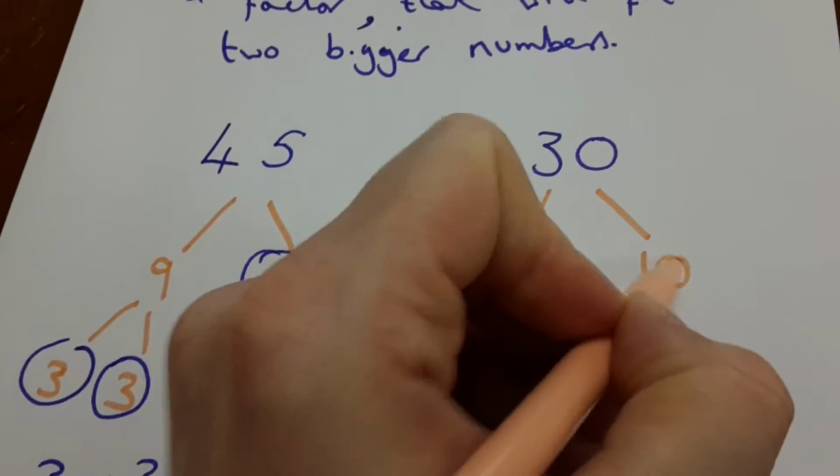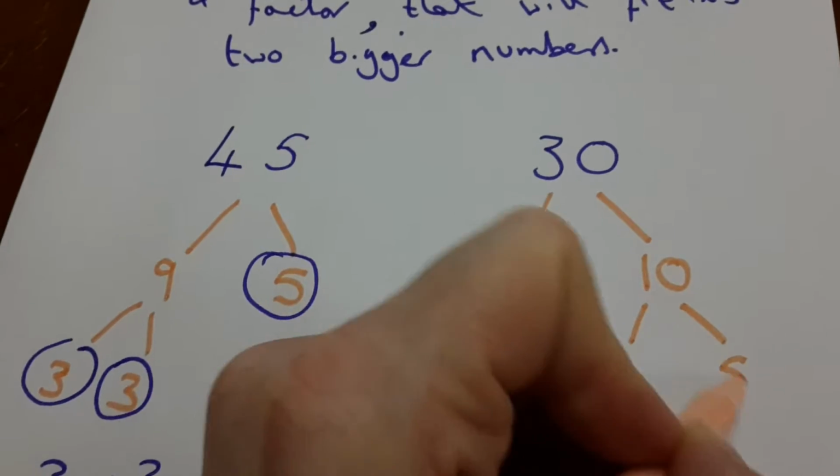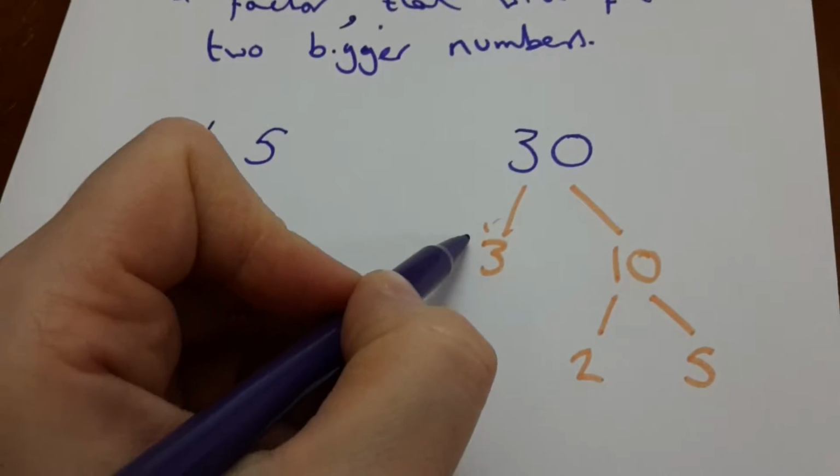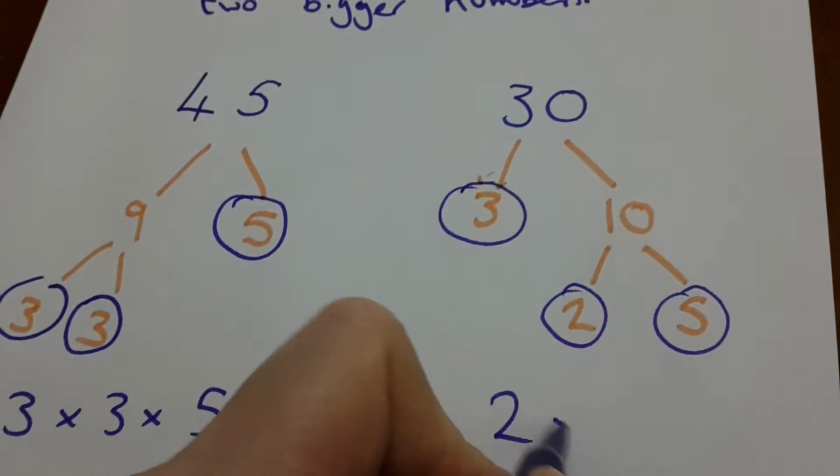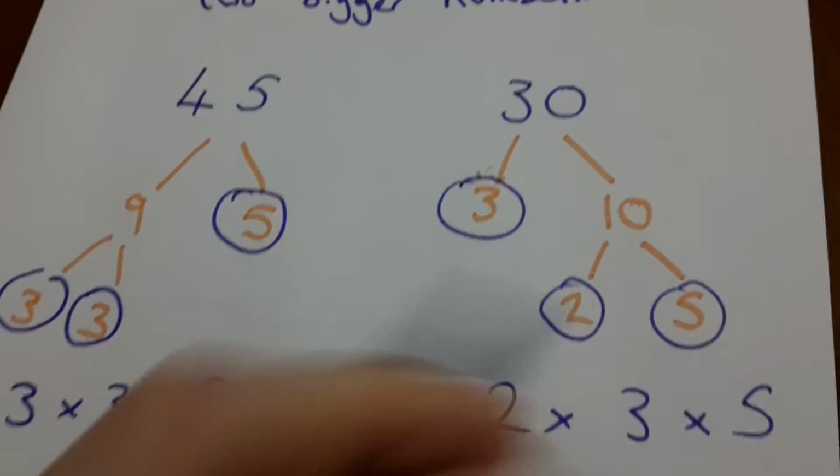30 is 3 times 10. 10 is 2 times 5. Okay, let's circle those primes. So I've got a prime here, and a prime here. So I've got 2 times 3 times 5.